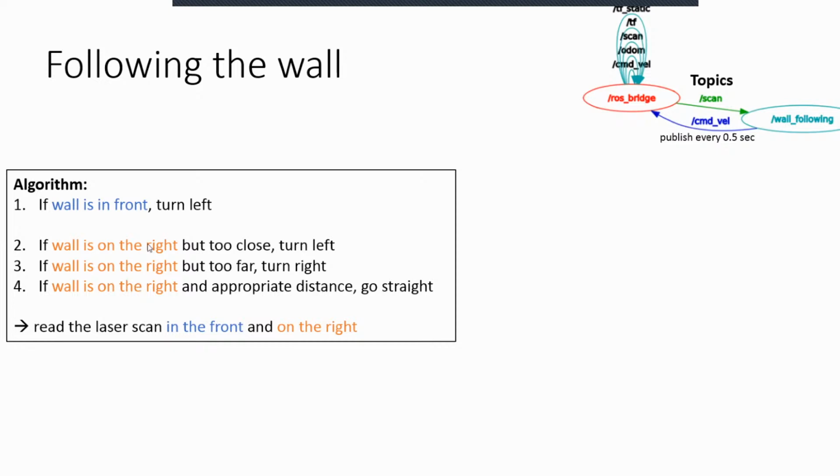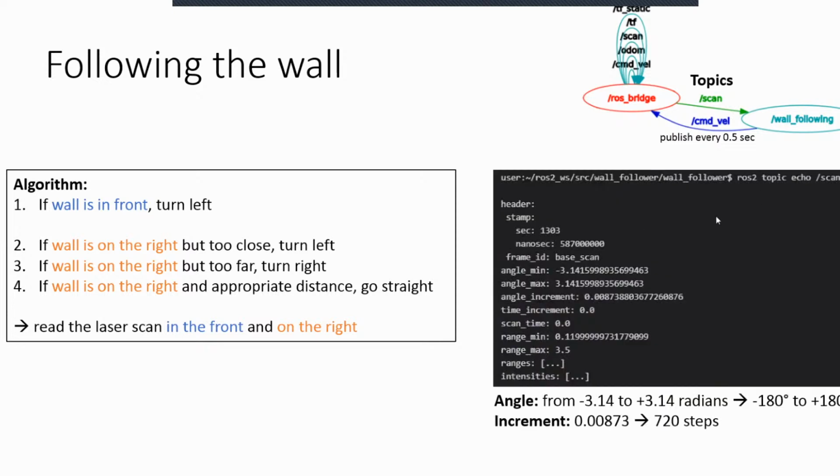In order to do this, we need to figure out how to read the laser scan in the front of the robot and also on the right of the robot. To do this, we need to figure out what the scan data looks like. We can do a simple echo to look at the scan topic. This is the structure of the scan message. The most important fields here are the angle min, max, and the increment. The angle is in units of radians, going from minus 3.14 to plus 3.14 radians, which is just minus 180 to plus 180 degrees.